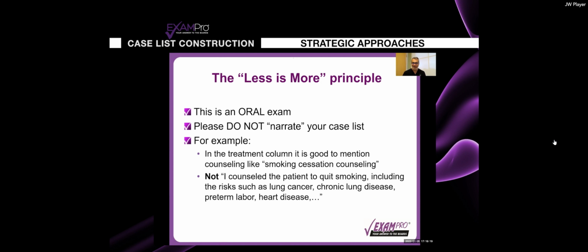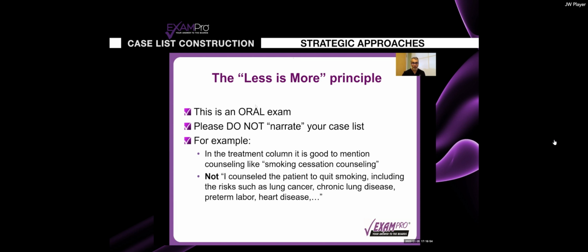This is an oral exam. Do not narrate on your case list. For example, when you talk about smoking cessation counseling in the treatment column, in the office list or in the OB list or in any of the lists, you can just list in the treatment column smoking cessation counseling. You don't need to write something like, I counsel the patient to quit smoking, including the risks such as lung cancer, chronic lung disease, preterm labor, heart disease, DVT, we could keep going. You don't need to narrate. You just need to mention smoking cessation counseling.